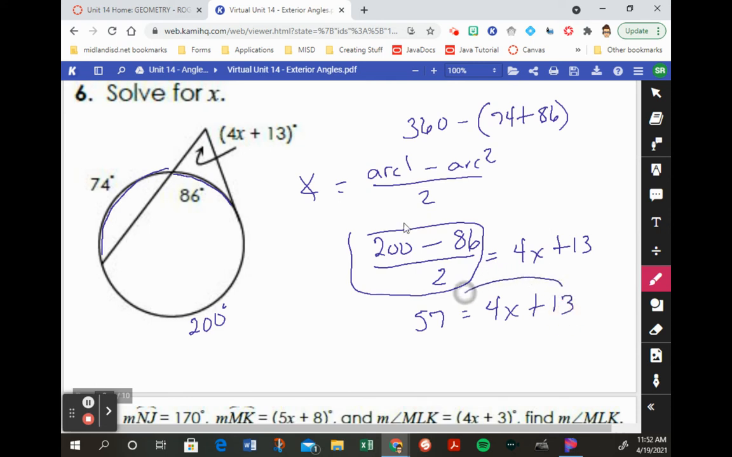I'm going to move the 13 over by subtracting 13. So minus 13, I get 44. I'm going to divide by 4. So x equals 11. And that's how you do that one.